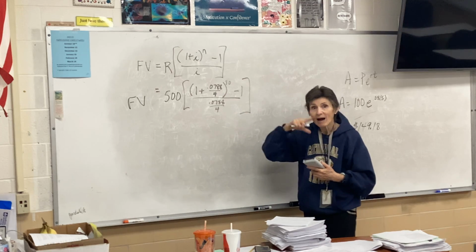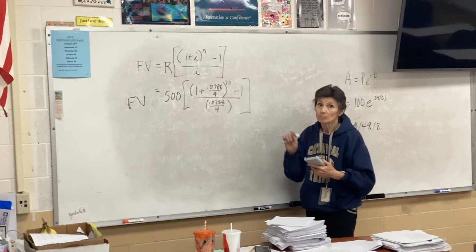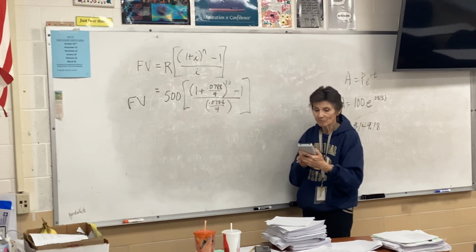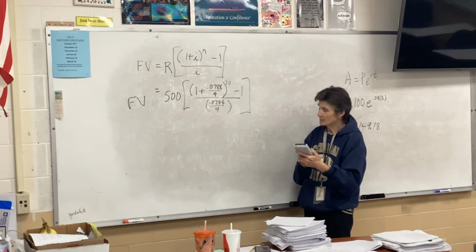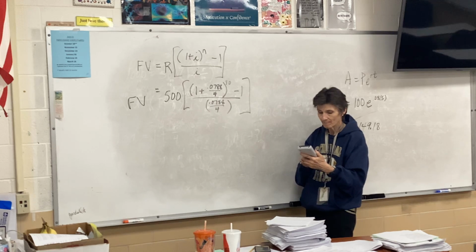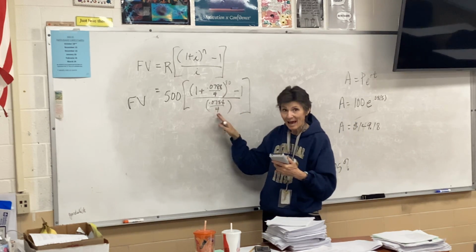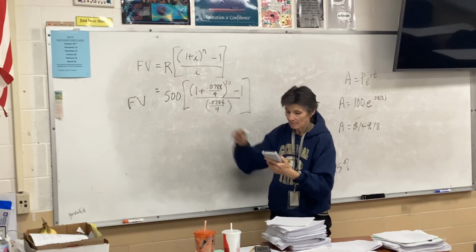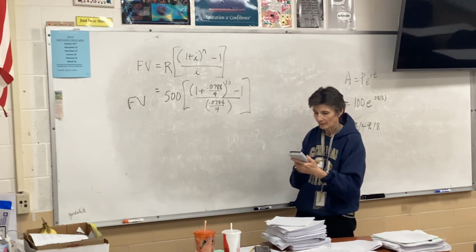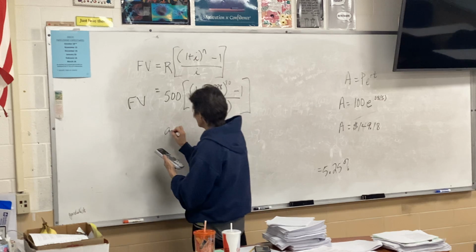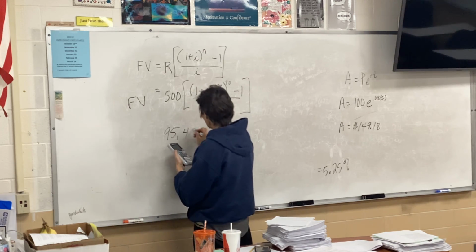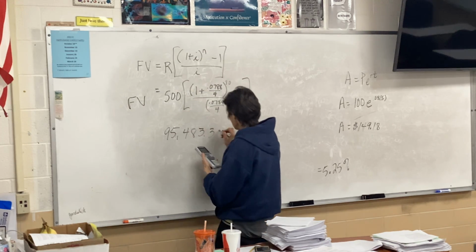Now, I need to divide that by this. Please put that in parentheses. Divided by, parentheses, 0.0788 divided by 4. So now we're going to take that and times it by 500. So she will have accumulated $95,483.39.